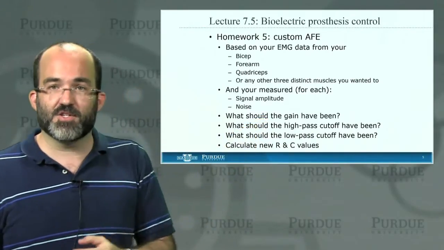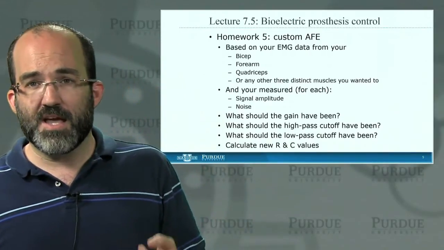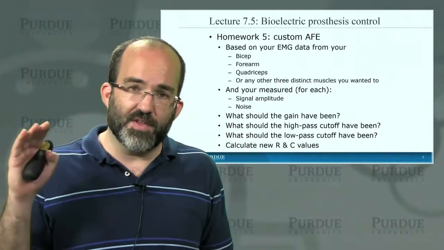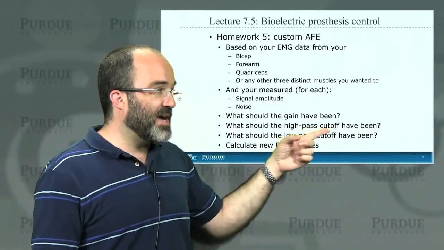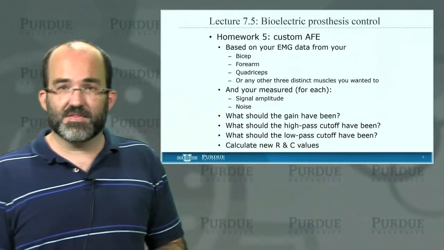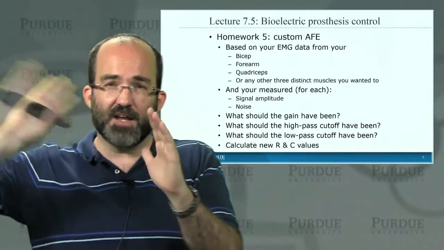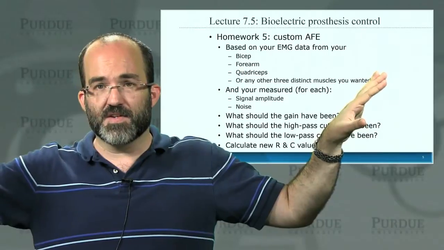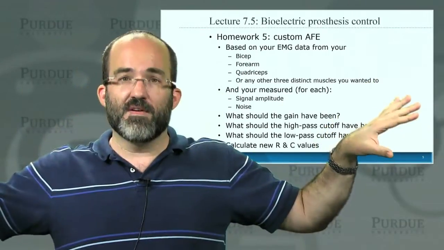So pick one muscle that you're going to be using for this project, and then tell me what the gain should be so that you use all of the dynamic range of your A to D. What should the high pass and low pass cutoffs be so that you sandwich in the signal of interest and cut out everything that is not in the signal of interest? So what is that bandwidth that those signals lie in? Can you remove everything else?